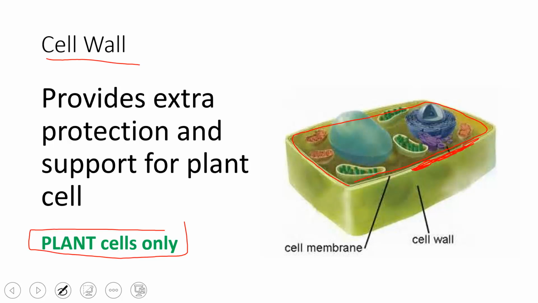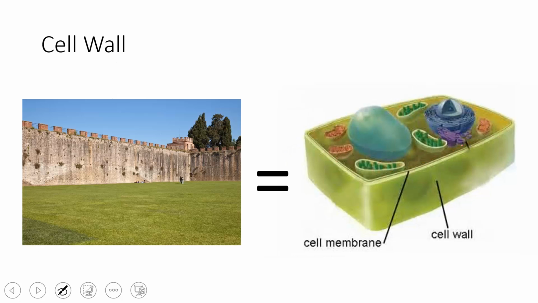It's like extra protection for the cell and provides support so that plants can actually stand up on their own. If plant cells did not have a cell wall, they would not be able to stand up on their own. So it provides protection and provides support. I would imagine the cell wall to be like a big wall surrounding a city. This provides extra protection and support so that unwanted things don't get in, and it allows the city to stand on its own. Or in the case of a plant, it allows a plant to stand on its own.